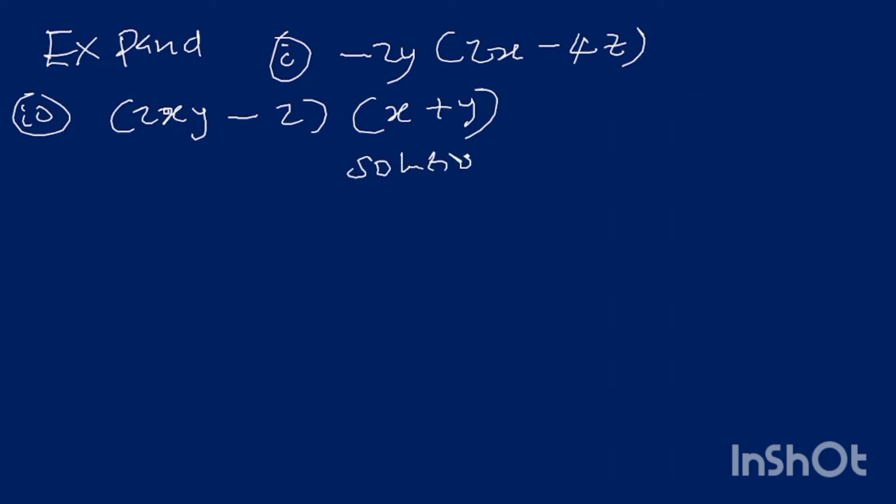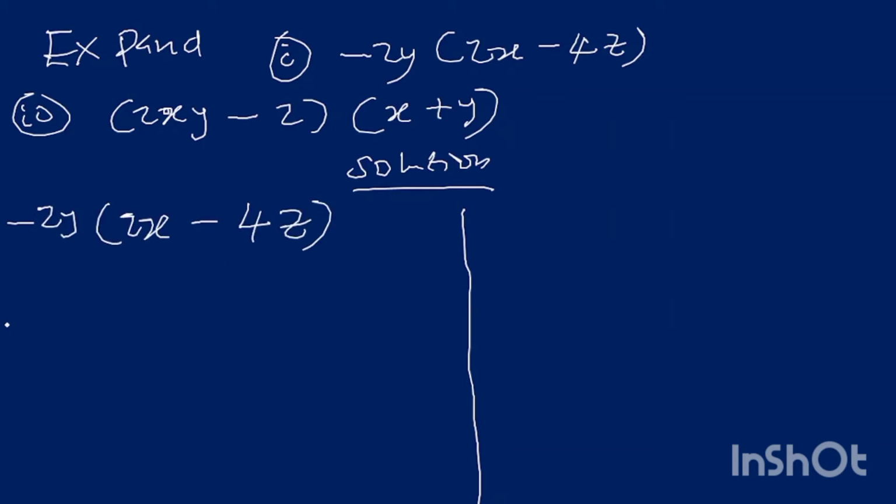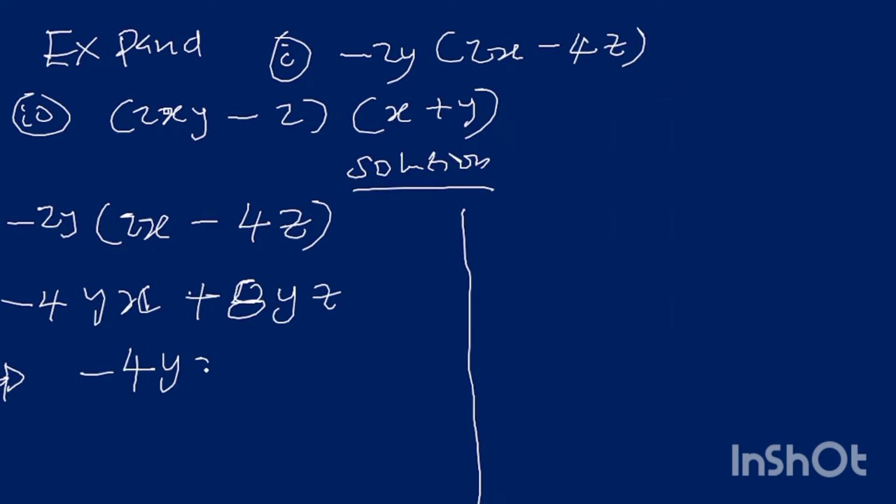Solution. Let me share this board into 2. So now let's go down. The first one is minus 2y into 2x minus 4z. Minus 2y multiplied by 2x will give me minus 4yx. Minus 2y multiplied by minus 4z will give me plus 8yz. So this is equal to minus 4yx plus 8yz. That is the answer. The bracket is being removed.